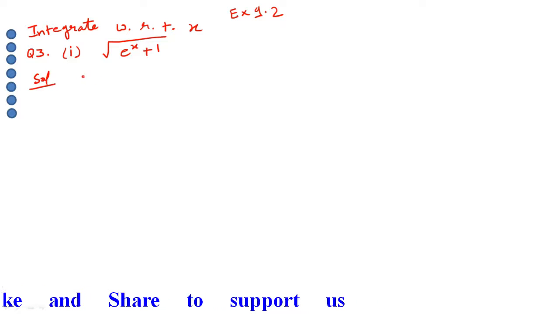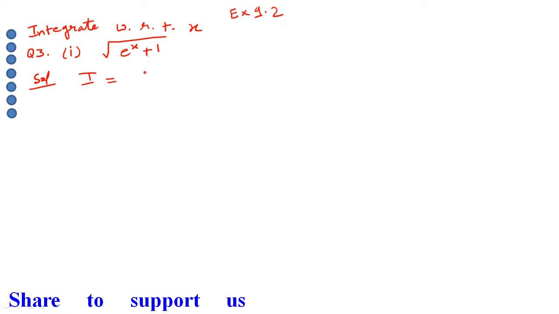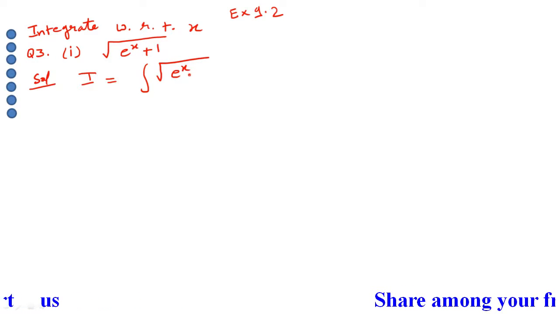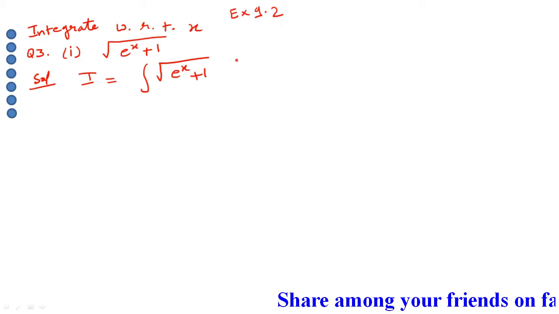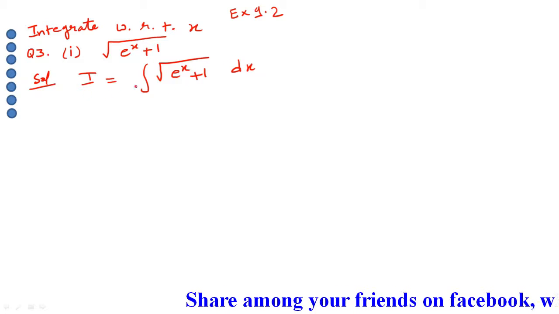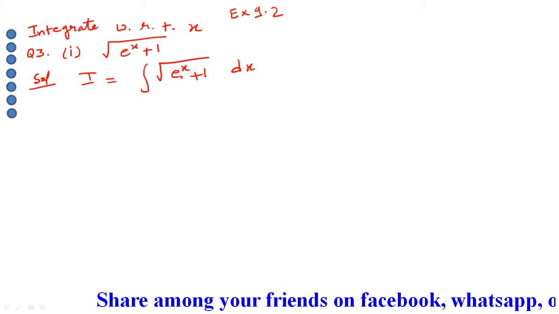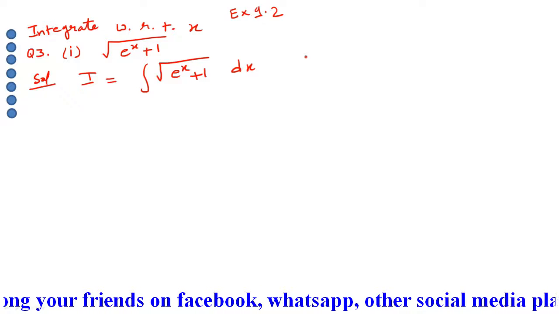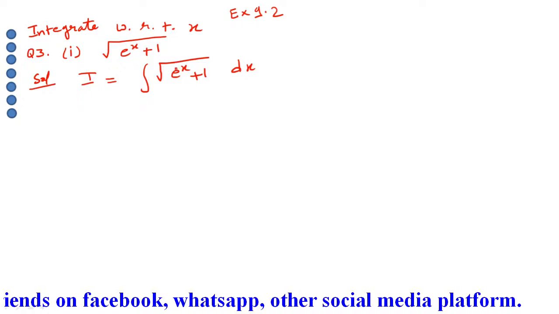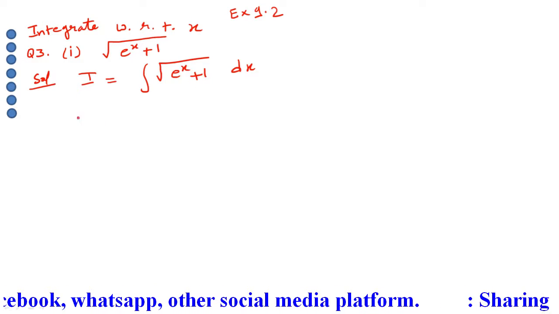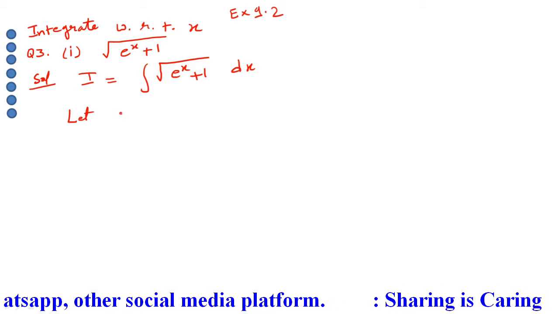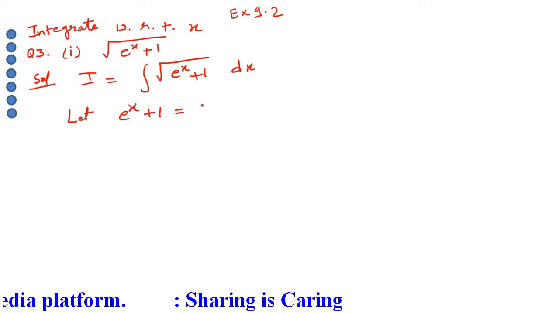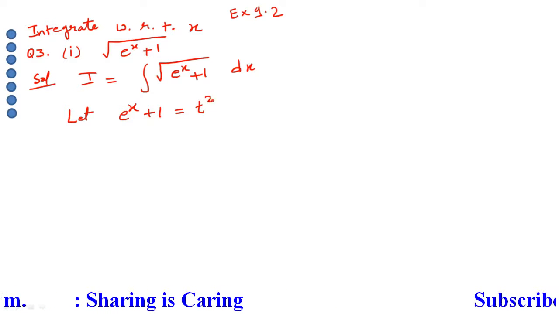First of all, we are going to assume I equal to the integration of square root of e to the power x plus 1 with respect to x. Since it's a function with a square root, we cannot integrate directly. We have to use the substitution method. In the substitution method, I am going to assume this e to the power x plus 1 as t squared. So we write e to the power x plus 1 is equal to t squared.